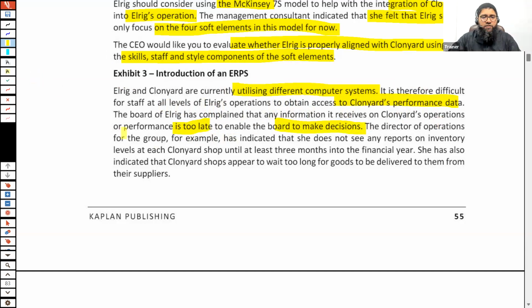The director of operations for the group, for example, has indicated that she does not see any reports on inventory levels at each Cloneyard shop until at least 3 months into the financial year. So even the inventory reports are not available into the financials. She has also indicated Cloneyard shops appear to wait too long for the goods to be delivered to them from their suppliers. So apparently there are issues that they are facing.